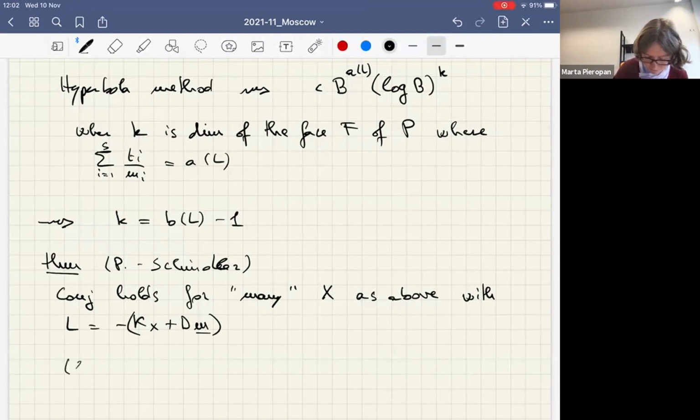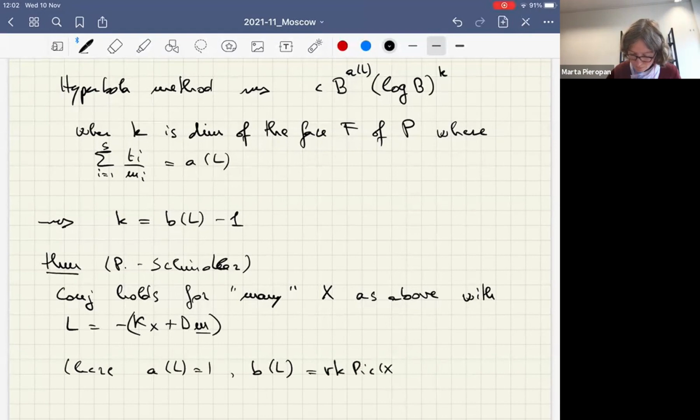And if you're curious, in this case, what we have is that the Fujita invariant is 1, and that the other invariant b(L) is the rank of the Picard group. In particular, this theorem proves the conjecture for X of Picard number bigger than the dimension. That's one of the cases that is covered by this theorem.